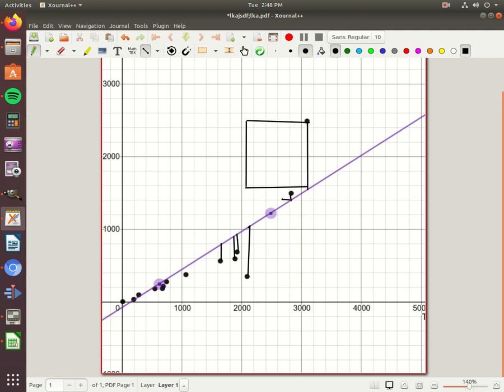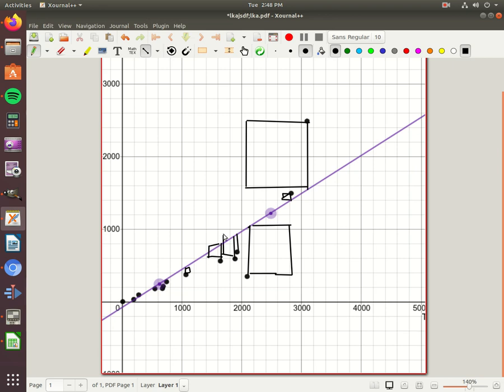And you can see, the smaller the residual, the smaller the square is going to be, right? This square is going to be tiny, whereas this square is gigantic. So that's what we're going to do mathematically.